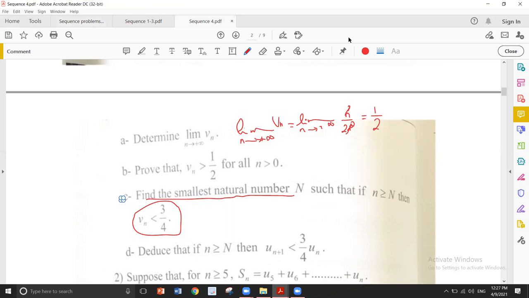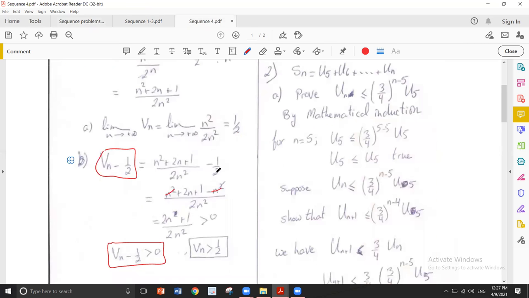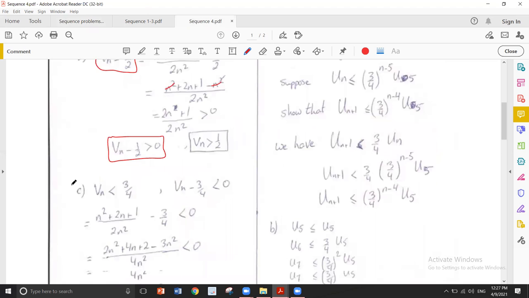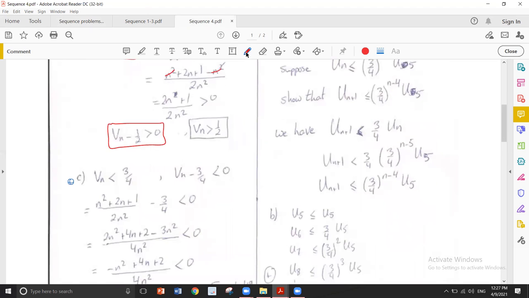So I take the difference, Vn less than 3 over 4. I take 3 over 4 to this side. This is Vn minus 3 over 4 less than 0. We replace Vn by its value, which is n squared plus 2n plus 1 over 2n squared minus 3 over 4 less than 0, without equal. No equal here.